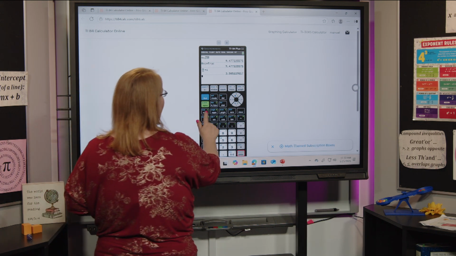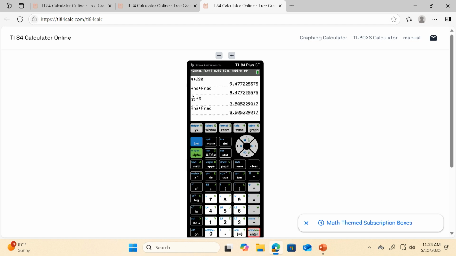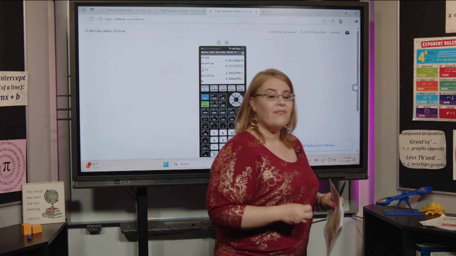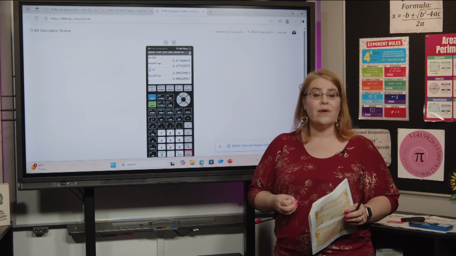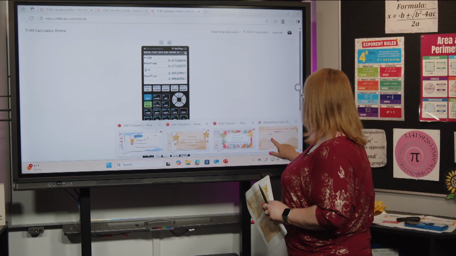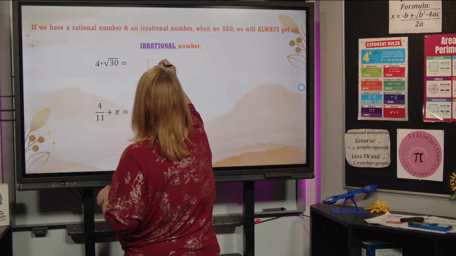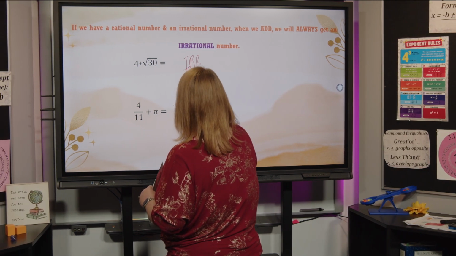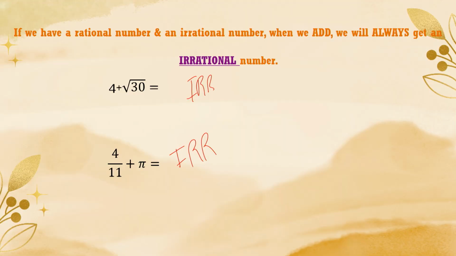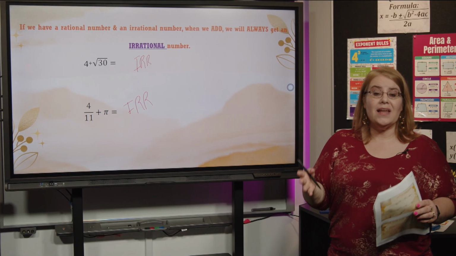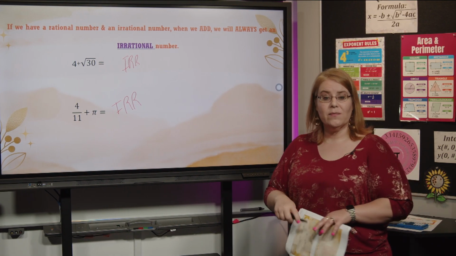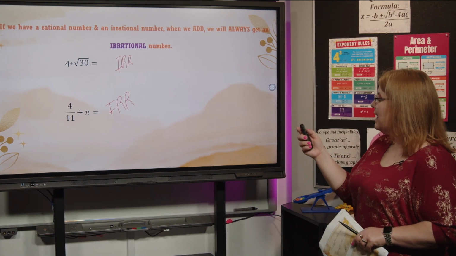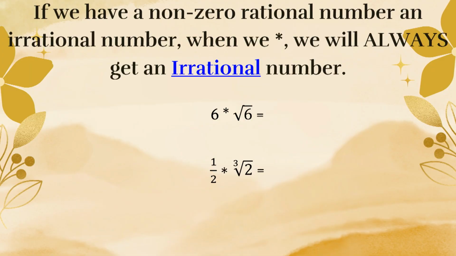So let's look. I have math, enter, enter, and I still get a decimal. So I know for a fact it's not a rational number. It's irrational. So we have 2 examples. This one was irrational, and this one was irrational. And our calculator showed us, because we could not turn it into a fraction on the calculator. So those were 2 very good examples. It says if we have a non-zero rational number and irrational number, when we multiply, we will always get an irrational number.